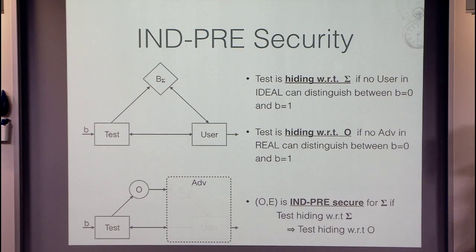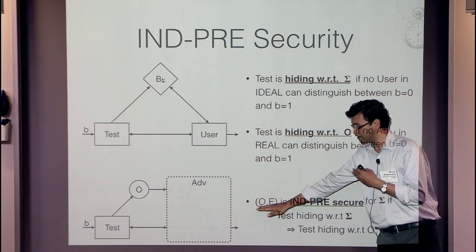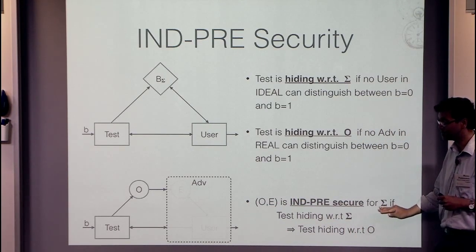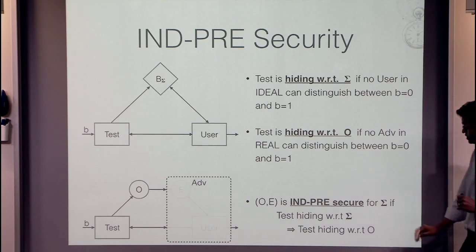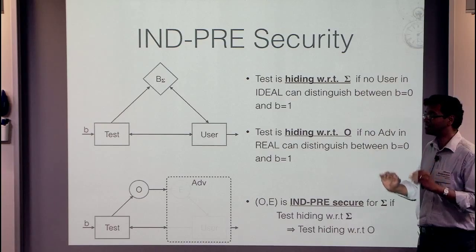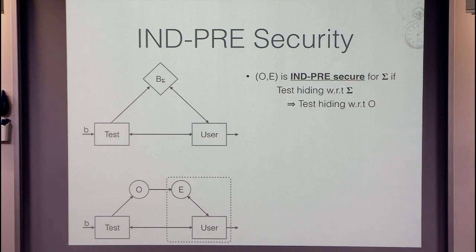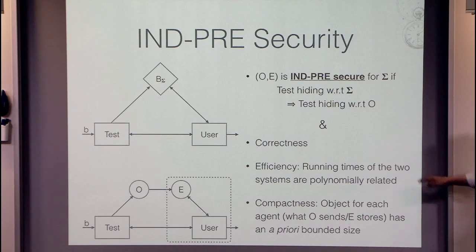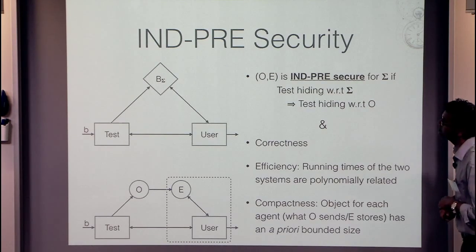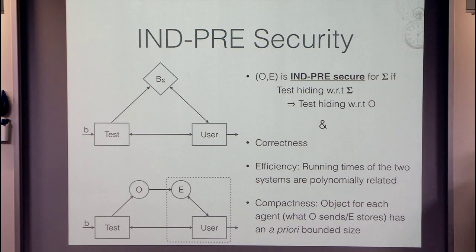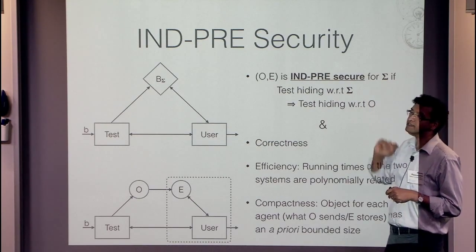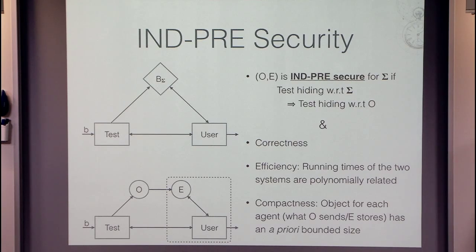And the security requirement is that we'll say a scheme O, E is secure for a schema sigma if, for every test that is hiding in the ideal world, it should remain hiding in the real world. If that is the case, then I say my scheme is secure. I'll also need a correctness requirement and some efficiency and compactness requirements, which are all what you'd expect. But the main non-trivial security requirement is this: for every test that is hiding in the ideal world, it should remain hiding in the real world, where instead of the ideal functionality, you use the objectifying algorithm. So any questions on this?